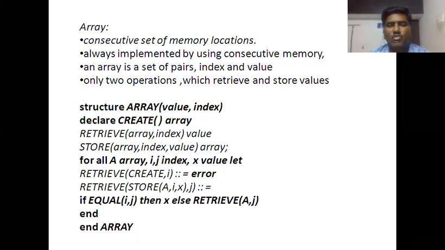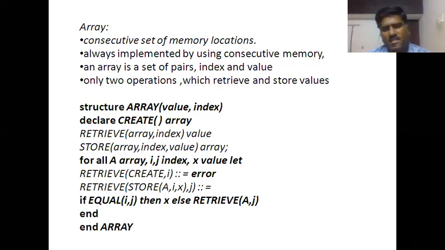Okay. Then store. So store array, index is 0. So value. Okay, value is 16. Okay. So in the A of 0 place, I store the 16 value in the array. So this is called retrieve and store syntax. Okay, right. For all A array, ij is the index, x is the value. Okay, ij is a position of the array.